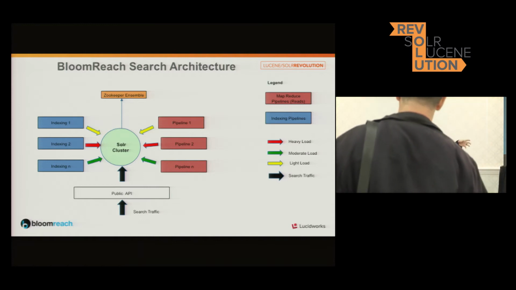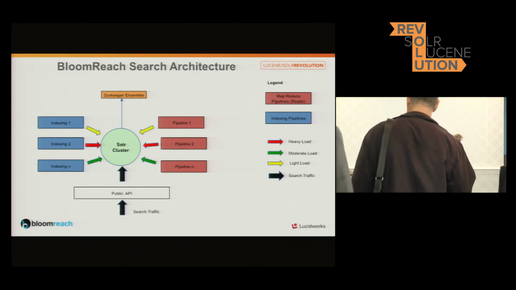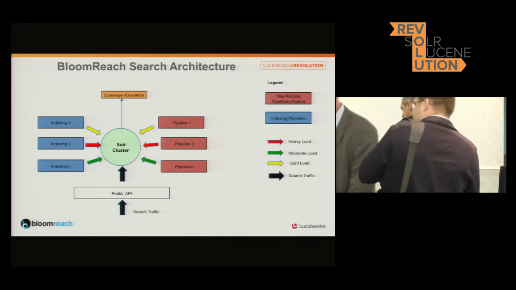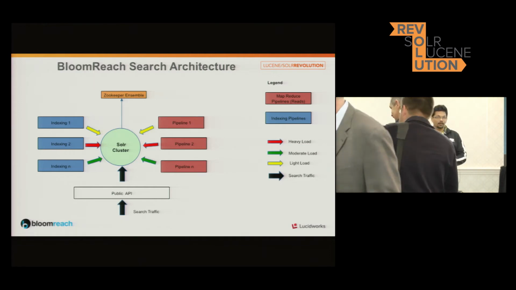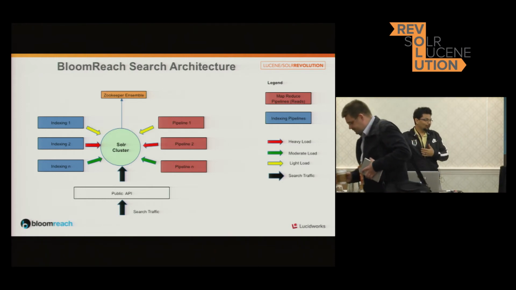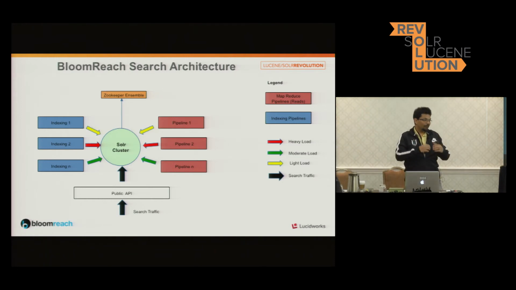So we have a Zookeeper ensemble, and we have a lot of indexing pipelines running throughout the day at different schedules. And you also have a lot of read pipelines, purely MapReduce based. So you can imagine the load that they would bring in. And you have a public API, which is also serving real-world traffic.